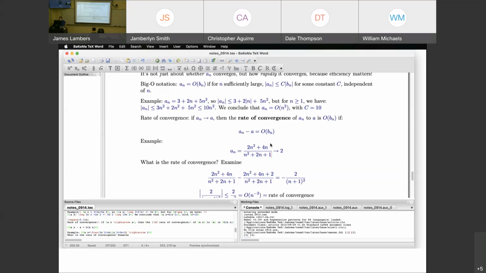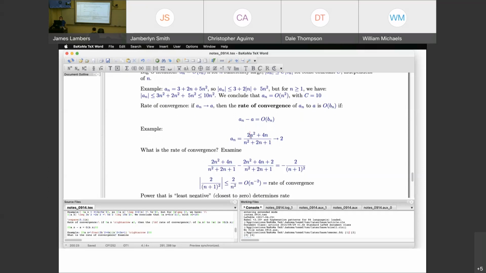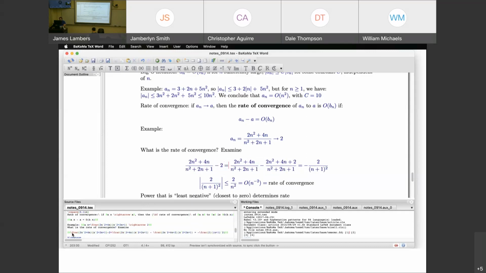So what I'm going to do now is look at this minus 2. So that's what I've done here. I'm subtracting 2, but I want everything over a common denominator. Actually, let me make that clearer. I'm going to put that in here explicitly. Okay. So the difference between that and 2 is given by this. Then we simplify as much as we can. And this is what we get.